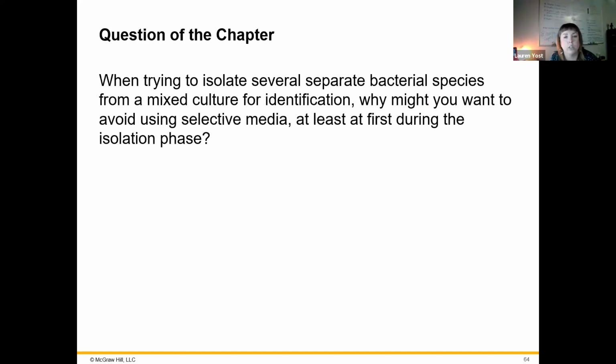Our chapter question is going to be, when you are trying to isolate several separate bacterial species from a mixed culture for identification, you don't know what you're looking at, and you're not sure what your causative pathogen is or something like that, why might you want to avoid using selective media at least at first during the isolation phase? We did talk about that earlier, so good luck with that, and I will see you guys for the next chapter.